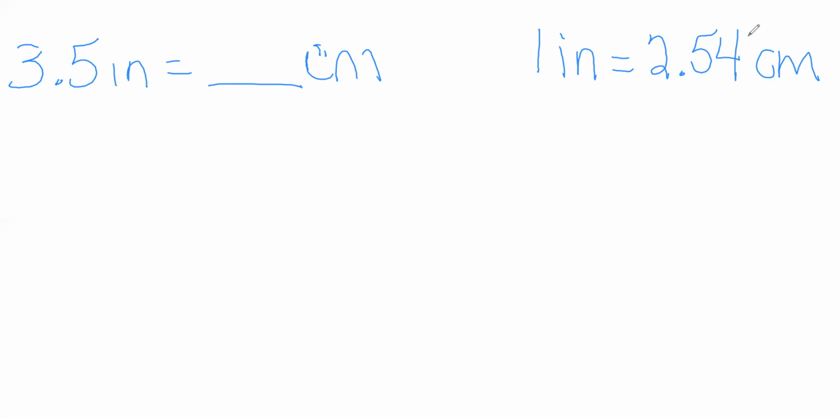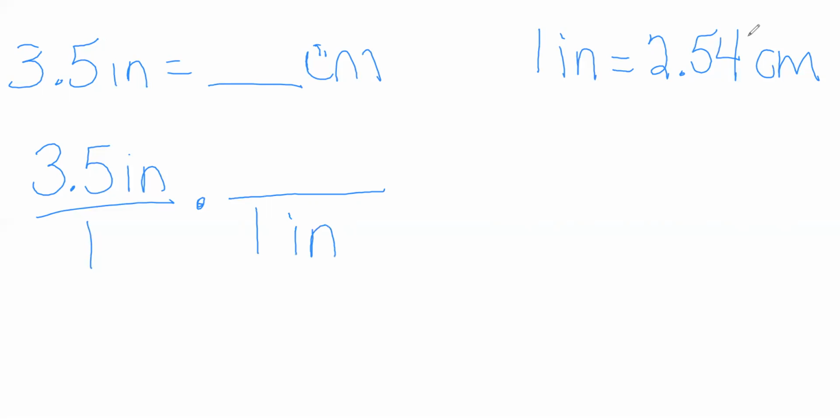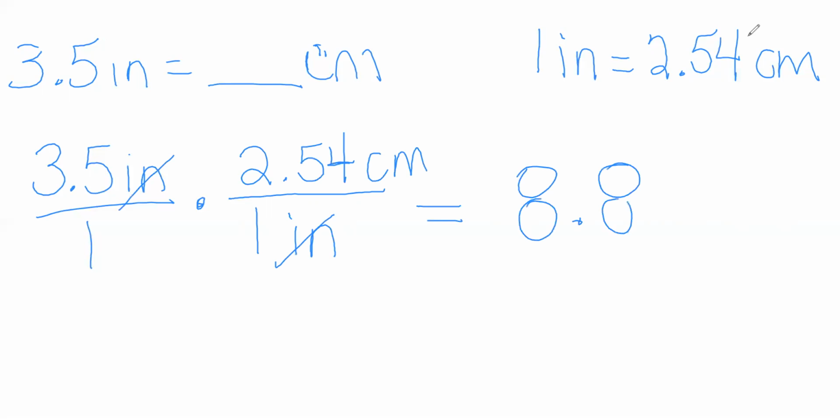Okay, hopefully you paused it and tried it yourself. You always start with what's given. We were given 3.5 inches. And what do we have to put on the bottom? Well, we need to put inches on the bottom because we need to get rid of inches. We said 1 inch is equal to 2.54 centimeters. That allows us to cancel out inches. Just put this in the calculator, 3.5 times 2.54. And you should get 8.89 centimeters.